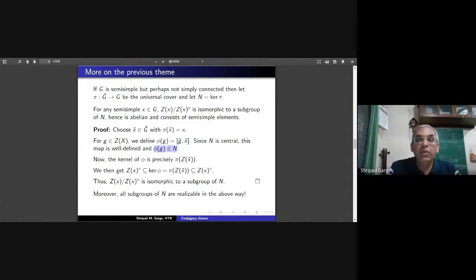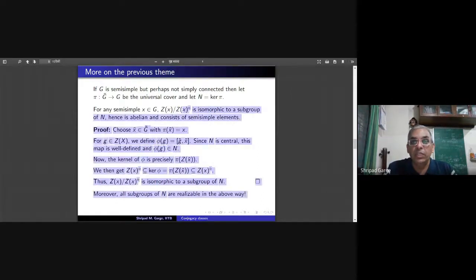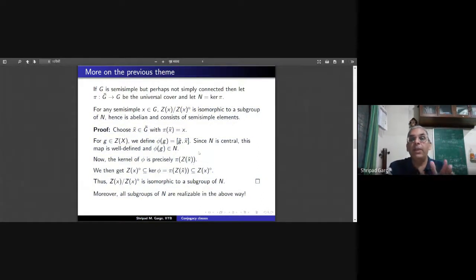Now, we want to say that the kernel of the map phi is the connected component Zx naught. This is what we would now want to say. We have defined a map from the centralizer to capital N.